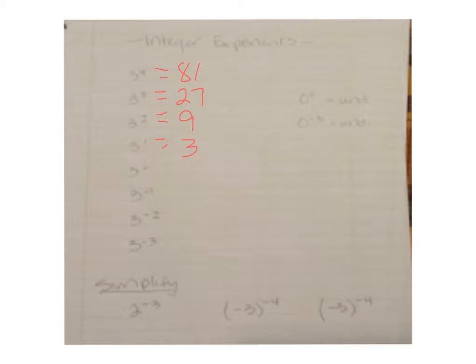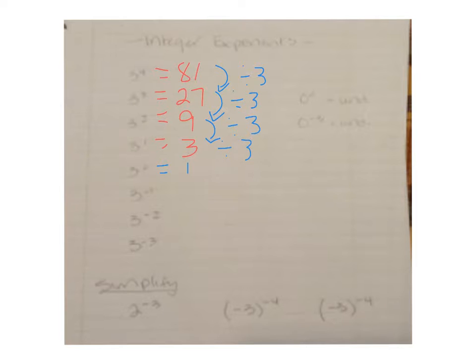Well, what's 3 to the 0 power? If you take a look at what's happening here, you'll notice 81 divided by 3 is 27. 27 divided by 3 is 9. 9 divided by 3 is 3. Therefore, 3 divided by 3 is 1. And that works for any number. 10 to the 0 power is 1. 5 to the 0 power is 1. 1,000,000 to the 0 power is 1.